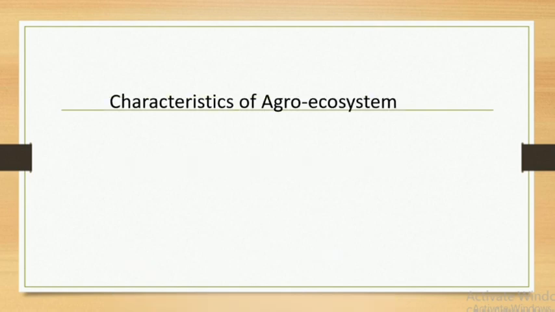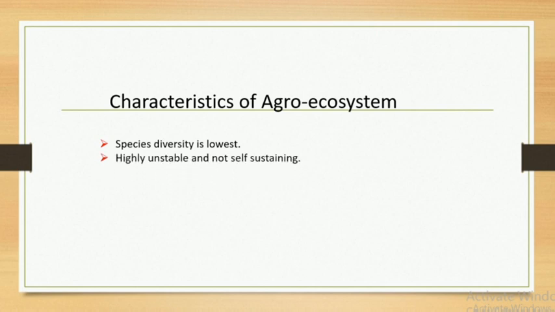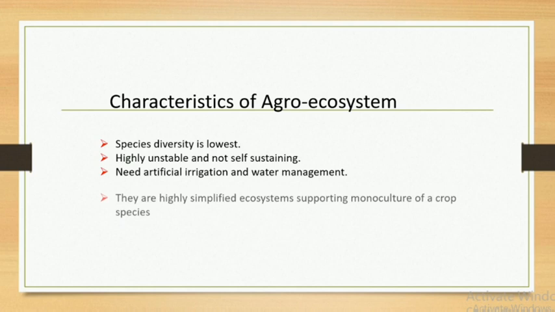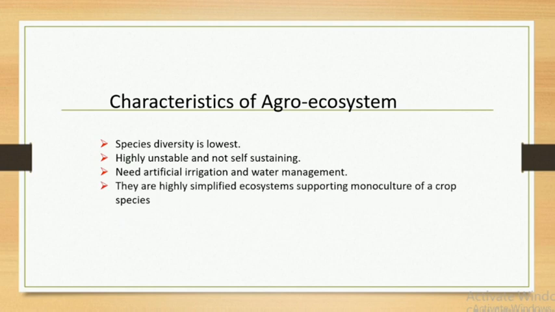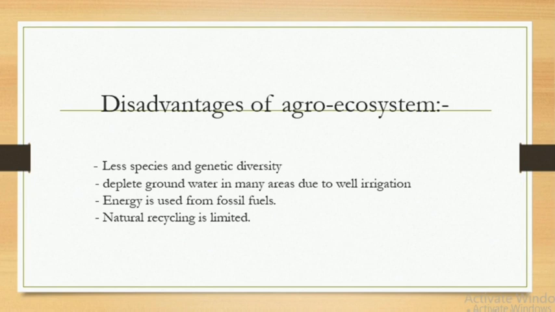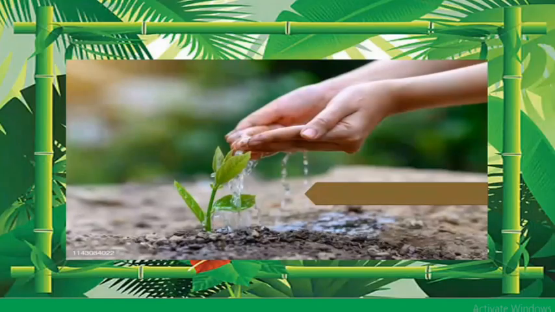Characteristics of agroecosystems: species diversity is lowest, highly unstable and not self-sustaining, need artificial irrigation and water management. They are highly simplified ecosystems supporting monoculture of a crop species. Disadvantages of agroecosystems: less species and genetic diversity, deplete groundwater in many areas due to well irrigation, energy is used from fossil fuels, natural recycling is limited.